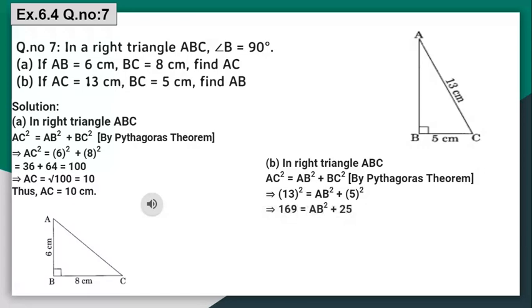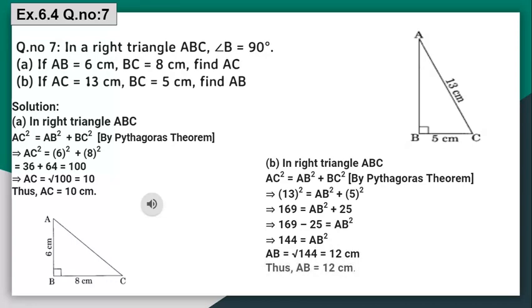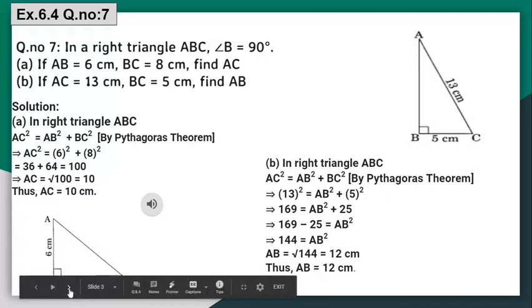So 25 we can take left side. So 169 minus 25, that is equal to AB square. So we will get AB square is equal to 144. So AB is equal to root 144. That is the square of 12. Isn't it? So the value of AB is 12 centimeter. Clear? In first case we have added and second case we have subtracted. Clear?